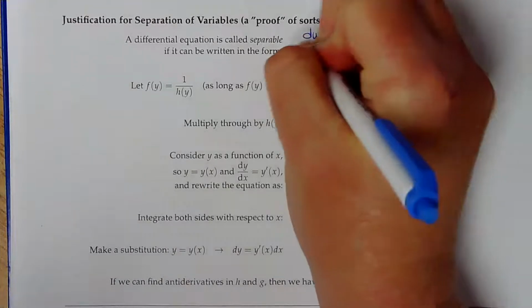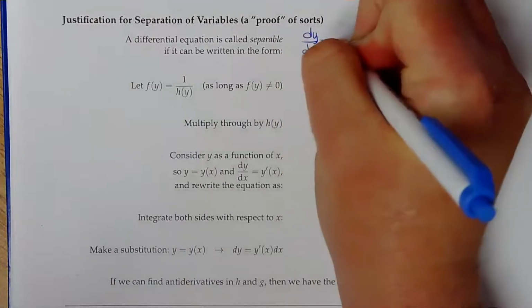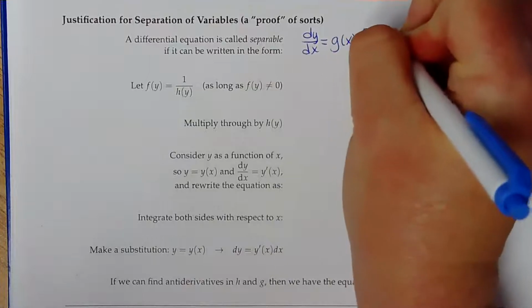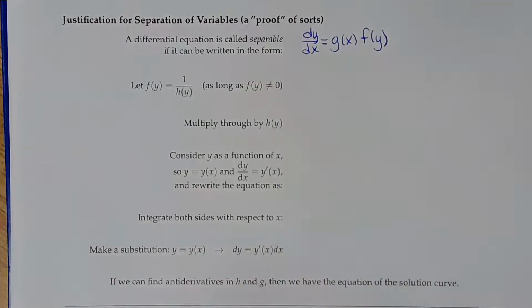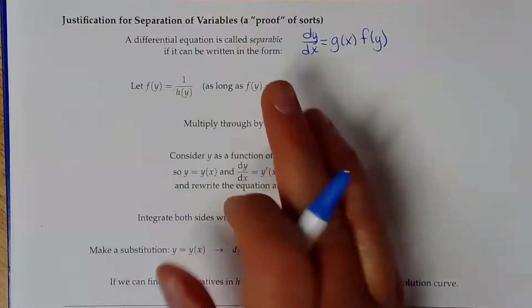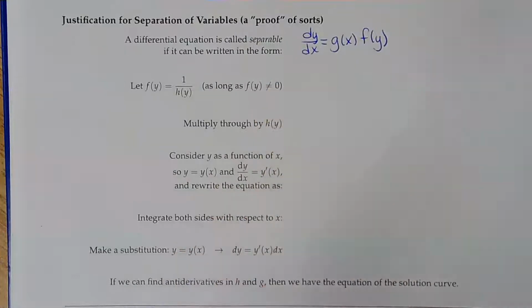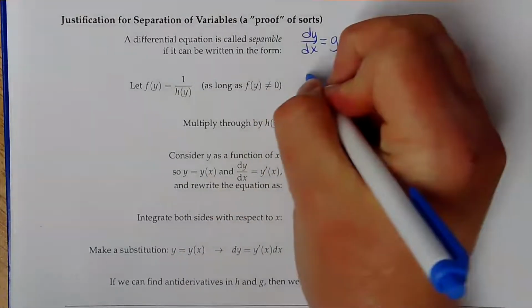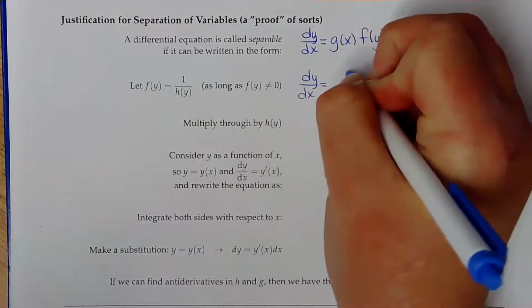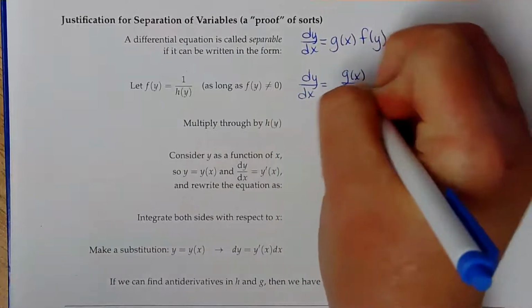So dy/dx is equal to g of x times f of y. So a function of x times a function of y. And then what we're going to do is let f of y be equal to 1 over h of y, as long as f of y is not equal to 0. For obvious reasons, if it's equal to 0, we've got other issues going on. This means we can rewrite this as dy/dx is equal to g of x over h of y.